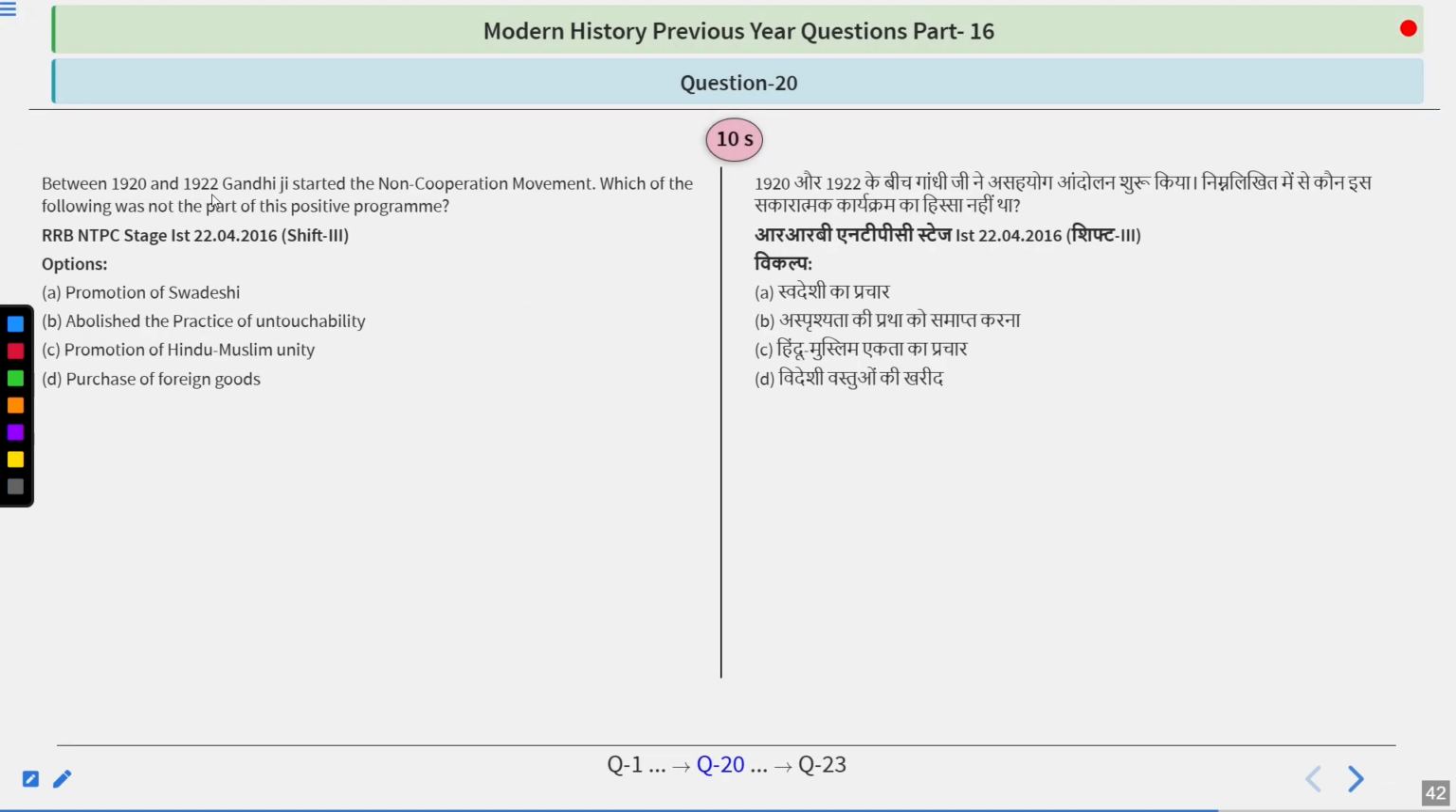Between 1920 and 1922, Gandhiji started the non-cooperation movement. Which of the following was not part of this positive program? Promotion of Swadeshi, abolishing the practice of untouchability, promotion of Hindu-Muslim unity, purchase of foreign goods. So think about it.